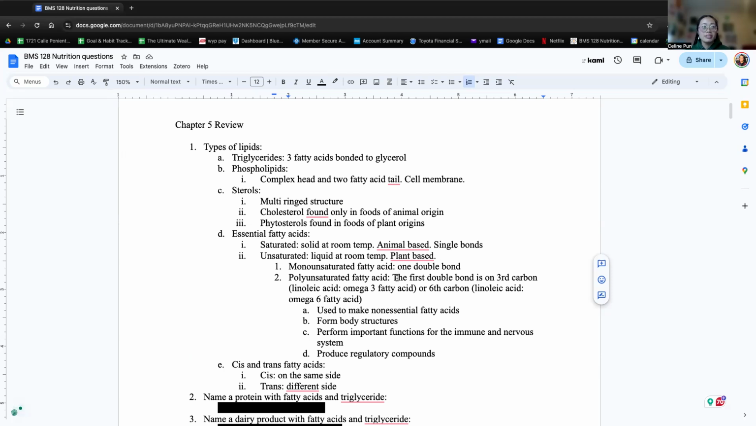structure. And then sterols, they're multi-ring structures. The two that are primarily talked about in this class are cholesterol and phytosterols. Cholesterol is found in foods of animal origin, and it's also in cell membranes. There are others like testosterone and estrogen, but those aren't talked about in a nutrition class. But there are a lot of them.